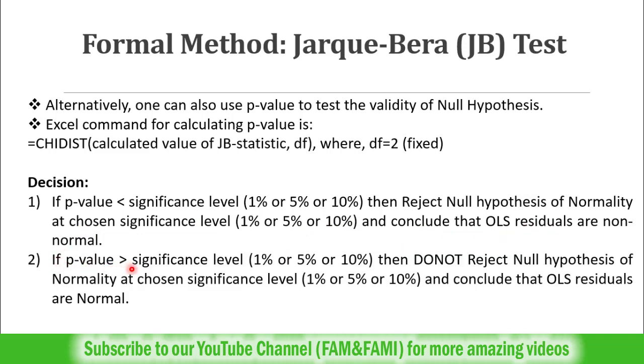And if p-value is greater than significance level, 1% or 5% or 10%, then do not reject the null hypothesis of normality at chosen significance level, 1% or 5% or 10%, and we will conclude that OLS residuals are normally distributed. So this is how the decision regarding rejection or non-rejection of null hypothesis is taken using p-value method.